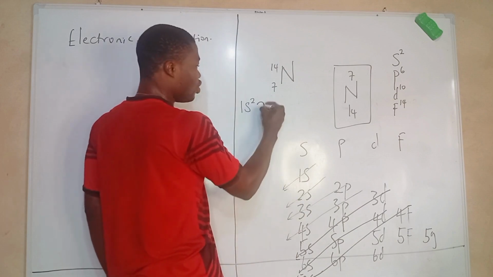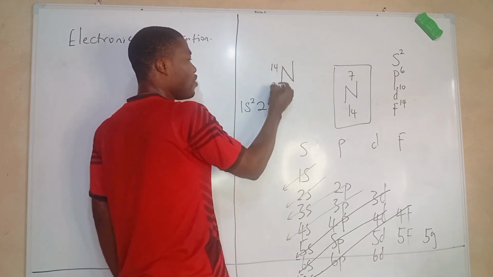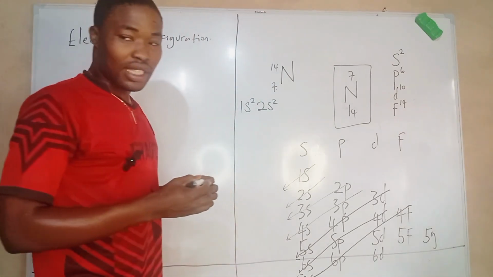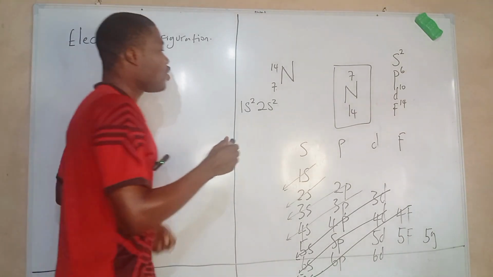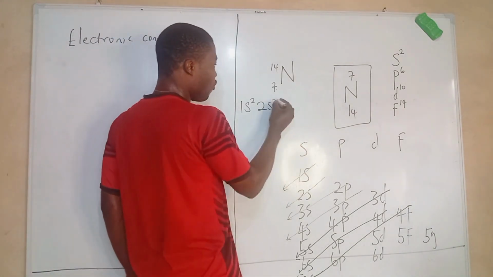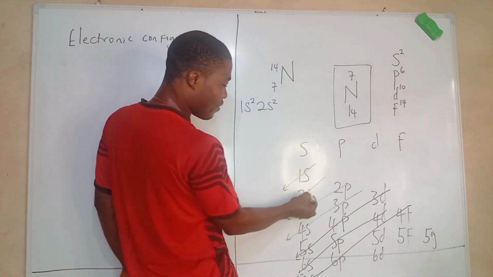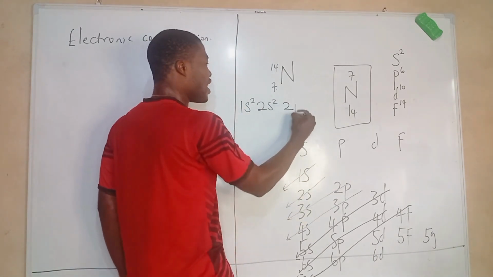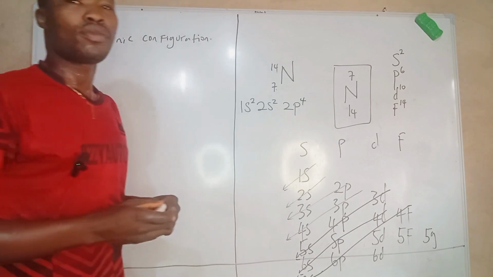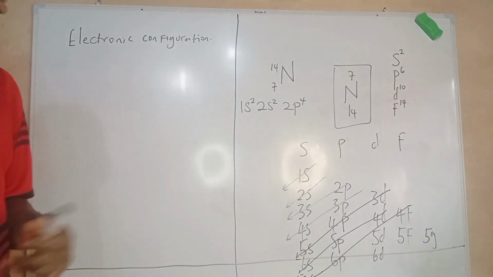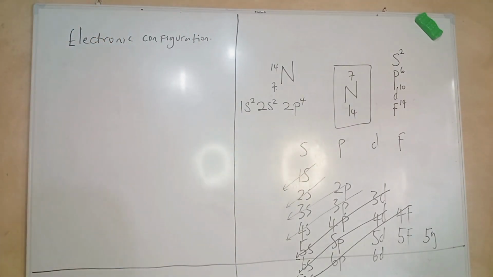The next is 2s2. Remember, we're filling 7 electrons. After 2s2, 4 out of 7 is remaining 3. Actually, 2 and 2 is 4, so 3 remain. After 2s, we have 2p. 2p can take a maximum of 6, but we only have 3 remaining, so just 2p3. We have written the electronic configuration of nitrogen into subshells.